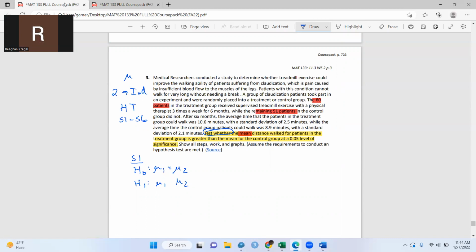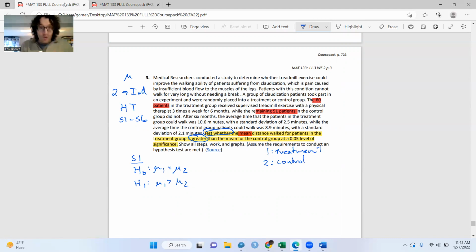Greater than, provided group 1 stands for the treatment group, right? Because it says treatment group greater than the control group. So we have to define group 1 to be treatment and group 2 to be control in order for it to be a greater than symbol. If you switch that, then the inequality switches, technically less than.